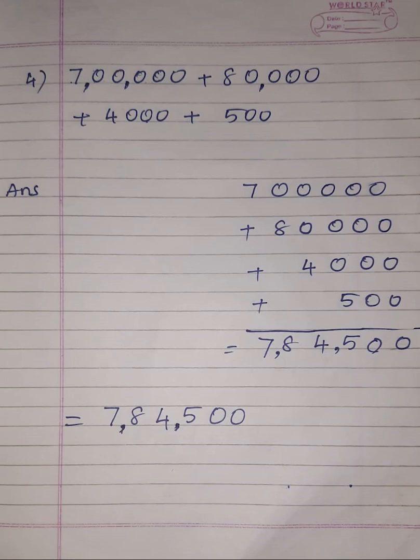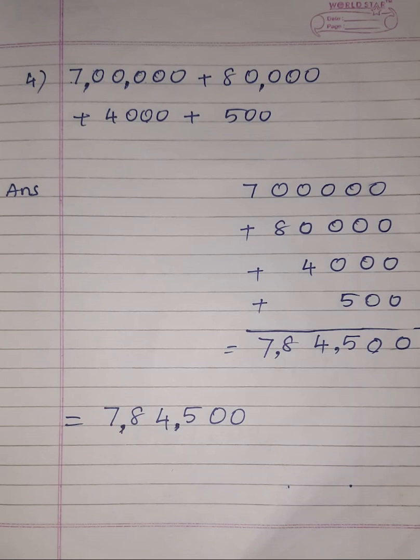So after writing everything, draw a line. Then you will start adding from the units. Followed children, you will start adding from the units. So in the units we have 0 plus 0 plus 0 plus 0 is 0. So we write 0 in the units place. We finish with the units. So we move on to tens. So 0 plus 0 plus 0 plus 0 is 0. So we write 0 in the tens place.